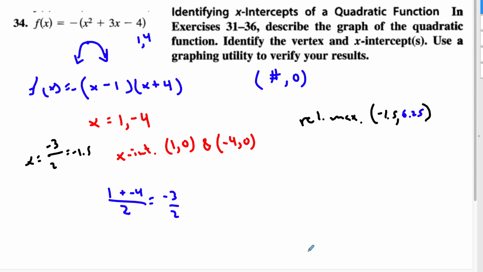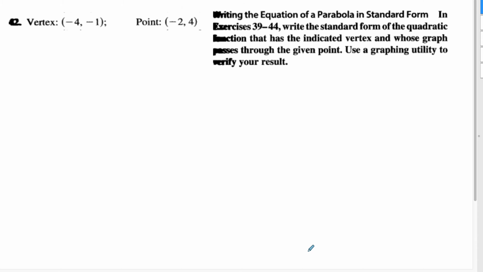In other words, the same process we used for the last question. All right, writing the equation of the problem in standard form. So vertex point. So standard form is this whole rigmarole. That's an H, not a B. H plus K. So the vertex, negative 4, negative 1.